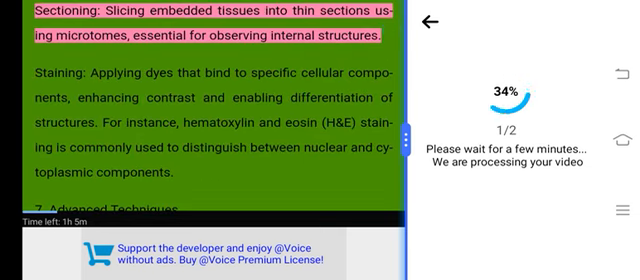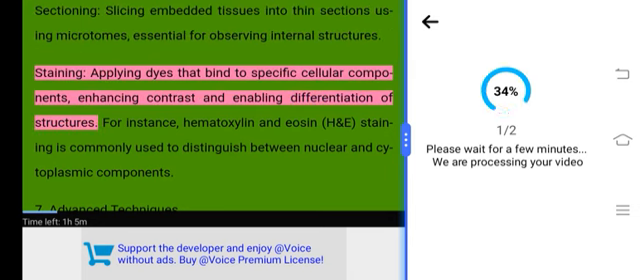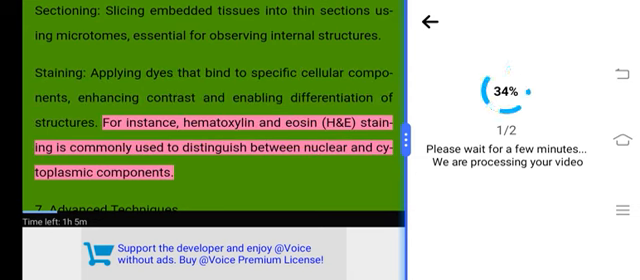Sectioning, slicing embedded tissues into thin sections using microtomes, essential for observing internal structures. Staining, applying dyes that bind to specific cellular components, enhancing contrast and enabling differentiation of structures. For instance, hematoxylin and eosin, H&E, staining is commonly used to distinguish between nuclear and cytoplasmic components.